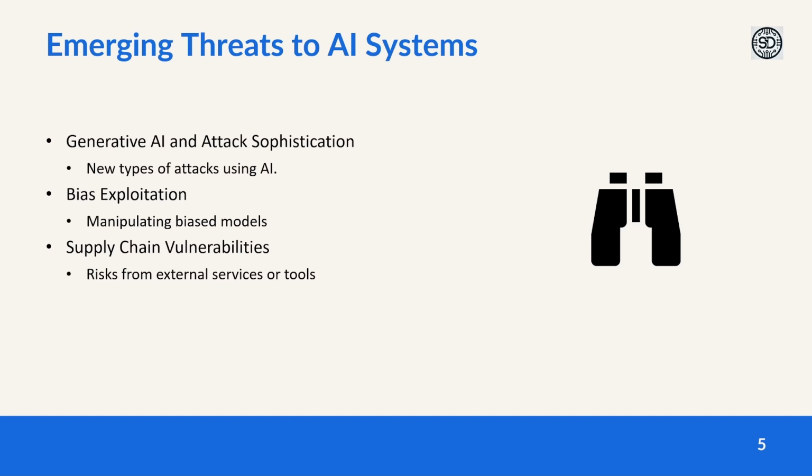Another growing concern is supply chain vulnerabilities. Many AI systems rely on third-party services or tools, and if those are compromised, it can introduce new risks into your AI system without you even realizing it.